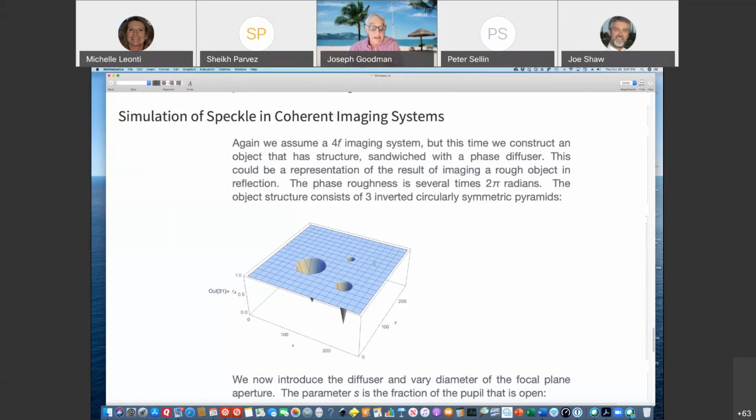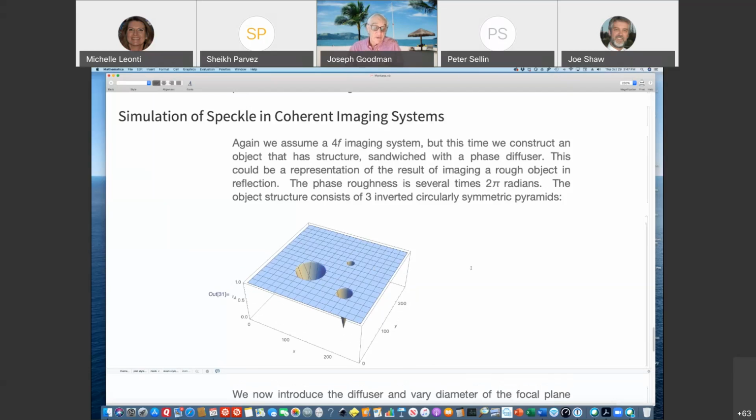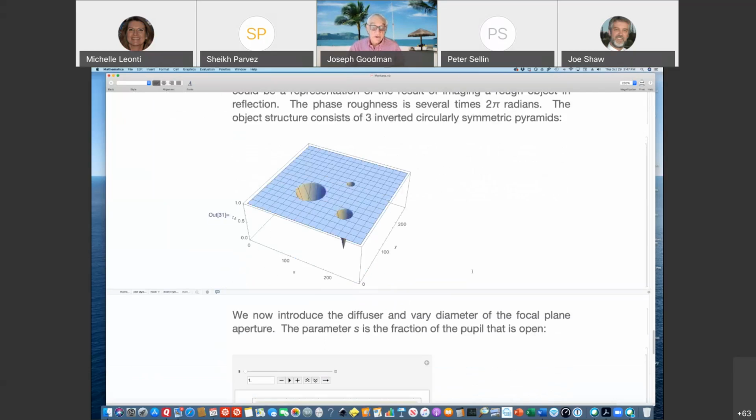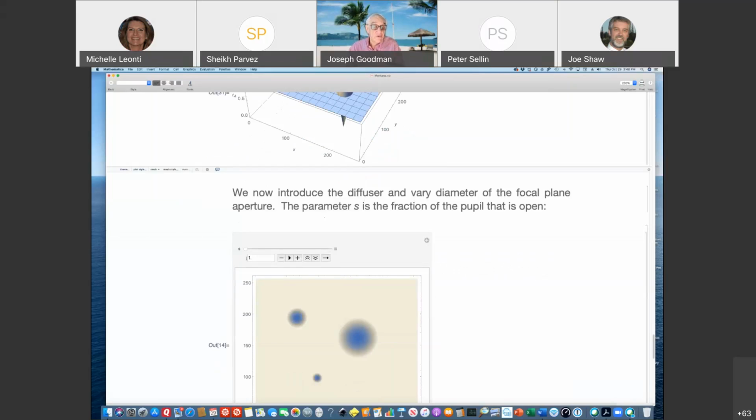So here is the object that I've assumed before I've introduced the diffuser. And you can see the inverted pyramids with different base sizes. Now I'm going to introduce a diffuser. And what I'd like to do is to vary the diameter of the focal plane aperture. That is, I'm going to introduce an aperture in the focal plane. The parameter S is the fraction of the pupil that I leave open as I close down the aperture in the focal plane. And here I have the aperture including the entire focal plane.